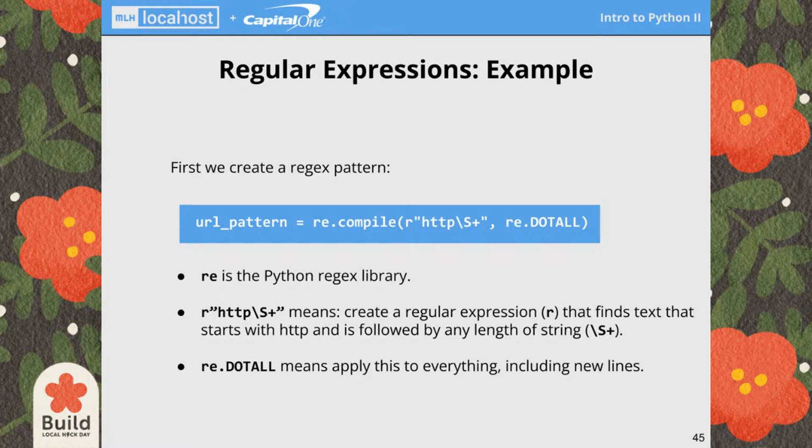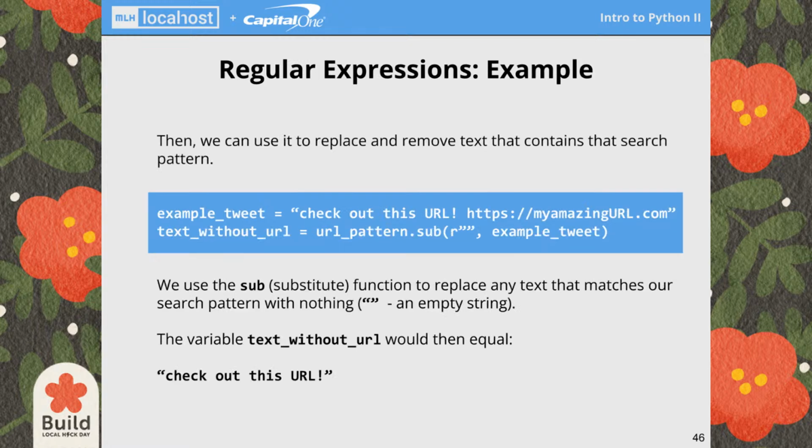r'https?\S+' is kind of like code, but what it means is create a regular expression r that finds text that starts with HTTP and is followed by any length of string. There could have been different syntax there that would say only find text that has a string of a certain length, or 2 E's, right? You can basically target certain kinds of combinations of characters, and that's why it is used so heavily. And then re.ALL means apply this to everything we're passing into it.